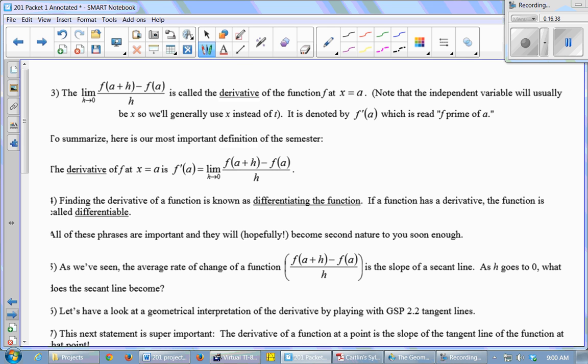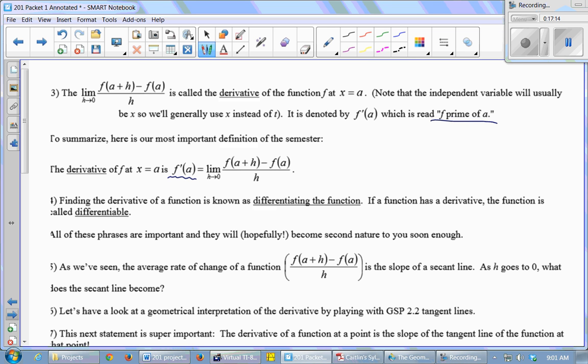So to summarize, here's our most important definition of the semester. The derivative of a function f at an x value x equals a is equal to the limit as h goes to 0 of f of a plus h minus f of a all over h. And there's this notation right here. You read that f prime of a. It means the derivative of f at a. That's our notation for the derivative.